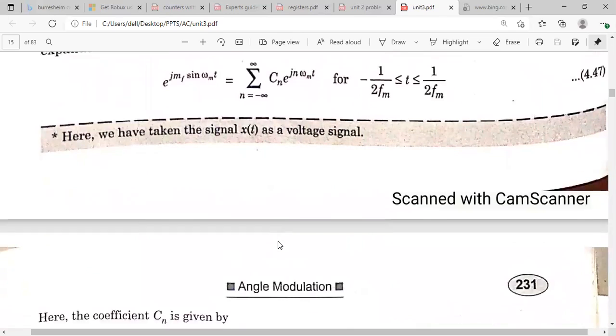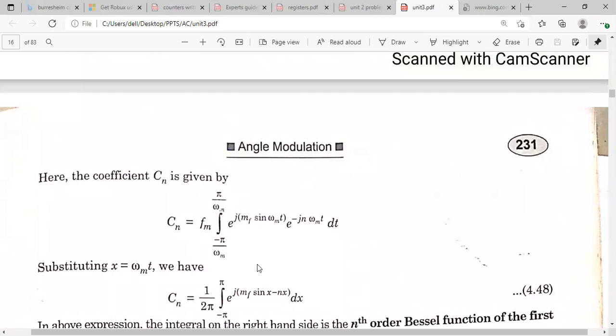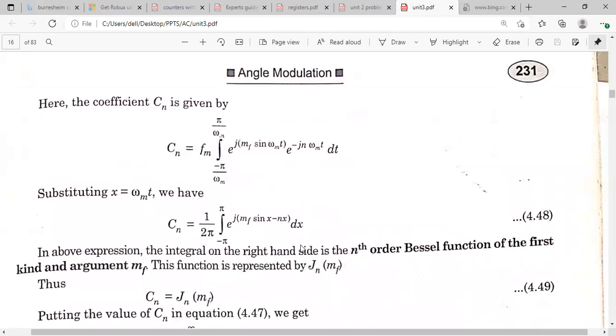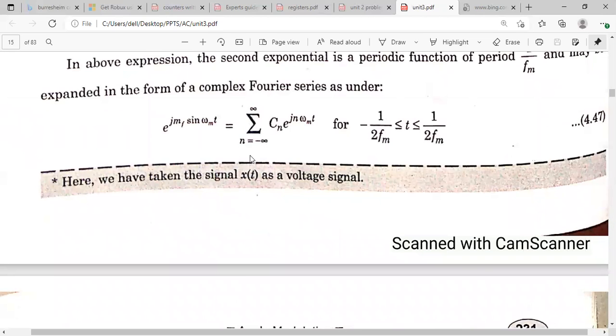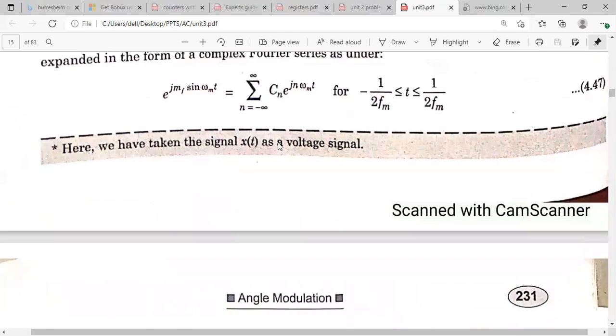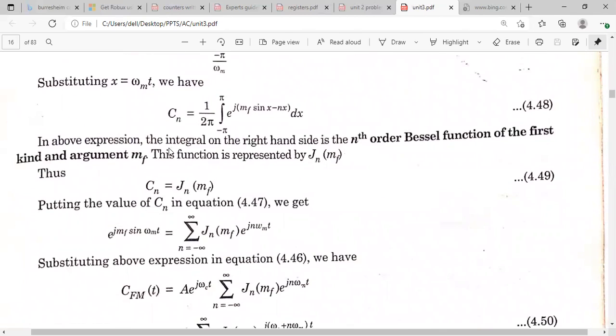And how can we get this Cn term? By using this formula you will get it, and these are the limits. For simplification, we assume omega m into t is x. So simply you can write sin x minus nx, and this value you are going to substitute in the complex Fourier series expansion. So here you have to substitute Cn. After substituting, what will you get? This one.